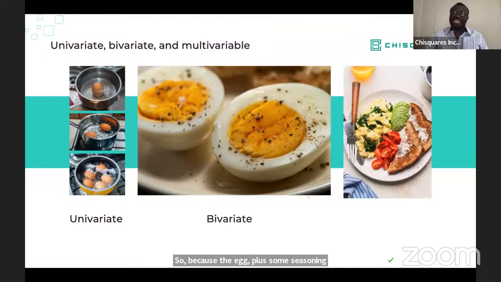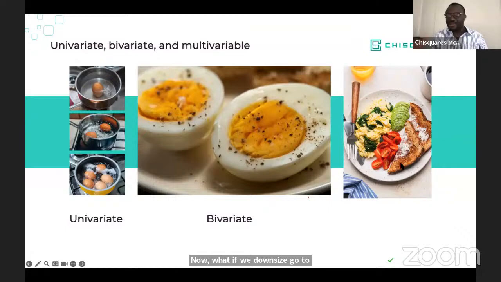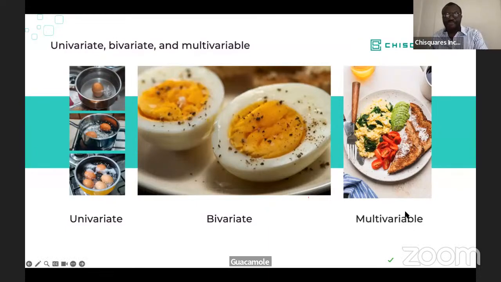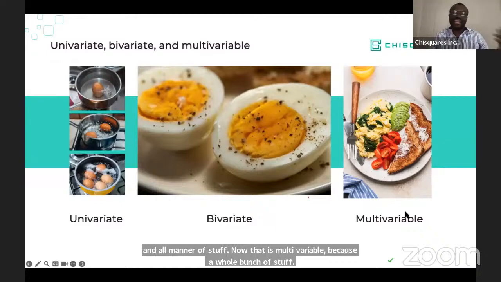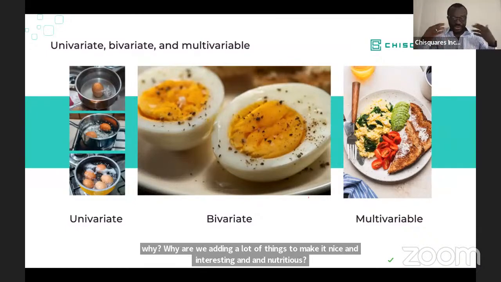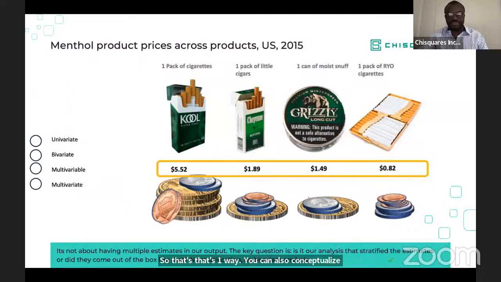Now, what if we decided to go to town? We now added a whole bunch of stuff. We have toast and we have guacamole and all manner of stuff. Now that is multivariable because there are a whole bunch of things in that dish now beyond just the egg. We've added a whole bunch of things. And why are we adding a lot of things? To make it nice and interesting and nutritious. So that's one way you can also conceptualize the difference between univariate, bivariate, and multivariable.